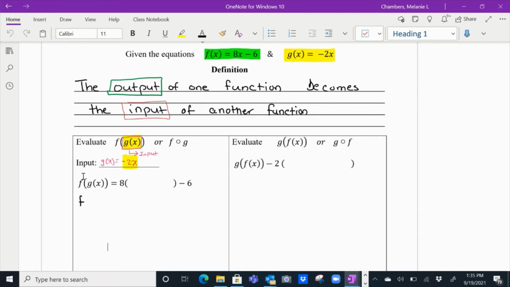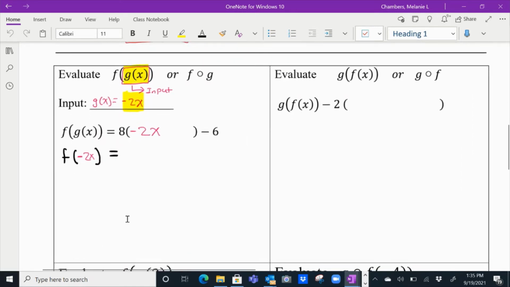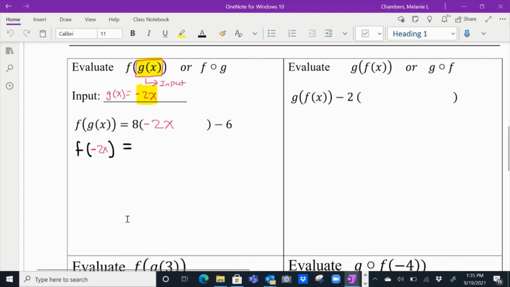If this was written in the second notation, it would be the second letter or the second function. So we're going to put our g equation or function inside of the f equation. So we're going to put negative 2x where x will go in the f equation. So we're going to evaluate f of g of x where g is negative 2x. So I'm going to distribute the 8 to the negative 2x to get negative 16x minus 6.